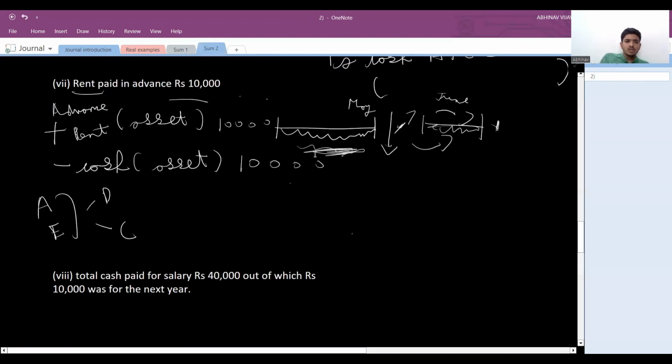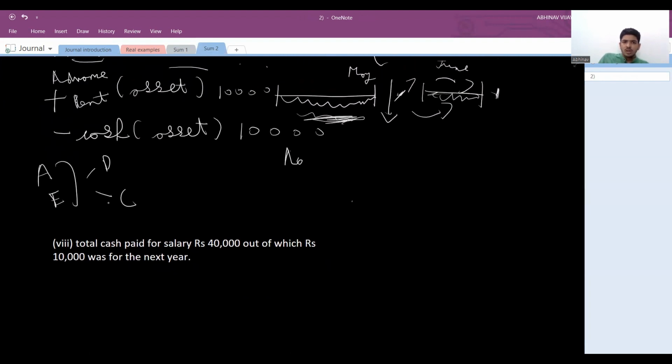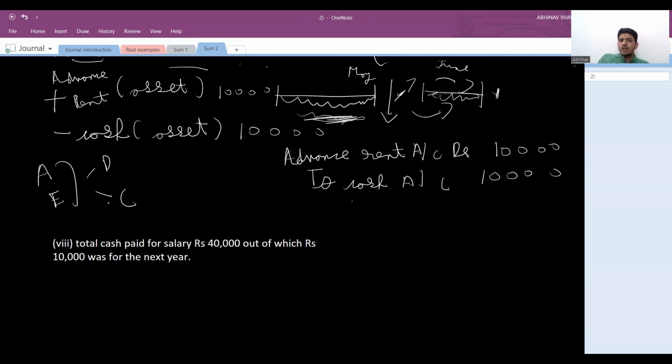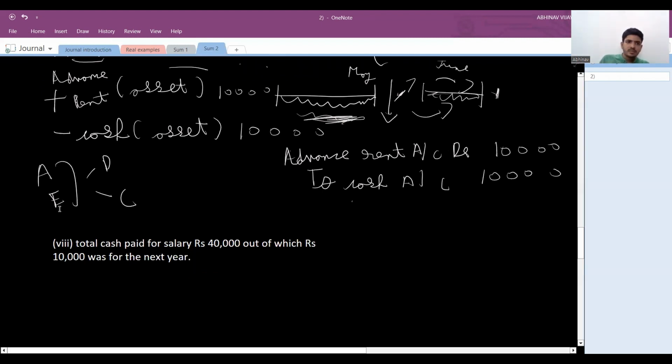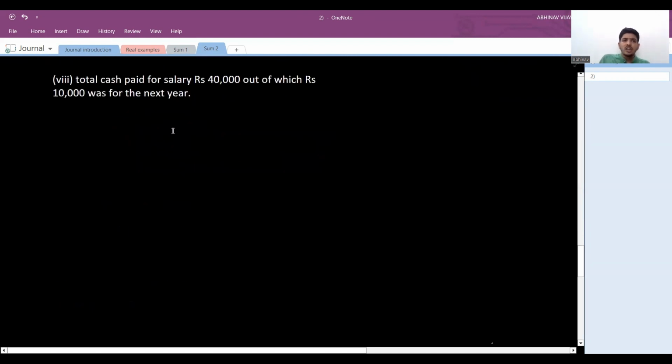Now let's continue with the next question. Oh, before that, let's solve the journal entry. Advance rent account debited 10,000 to cash account. Now, what is the narration? Advance rent, being rent advanced, rent paid in advance, cash paid for rent's benefit which is not taken, anything. So we credited cash, as cash is an asset, and when it decreases it will be credited.